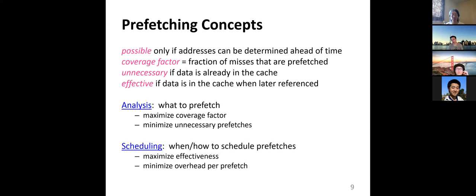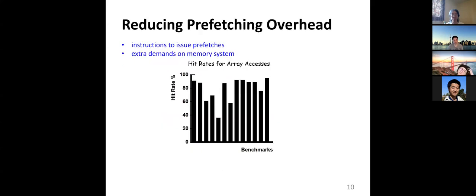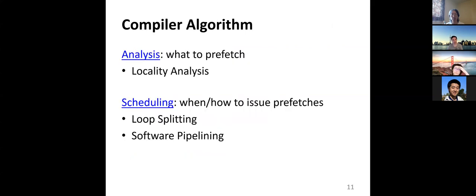So then there is scheduling. We try to figure out when and how to schedule prefetches, to maximize the effectiveness and minimize the overhead of prefetching. Here's an example of some older benchmarks that show different hit rates in the last level cache. You can see some benchmarks have a high hit rate, like 90%, and some have a very low one, like 40%. Those are hit rates for array accesses, right? Specifically in some of those benchmarks. And they might actually reduce the prefetching overhead.